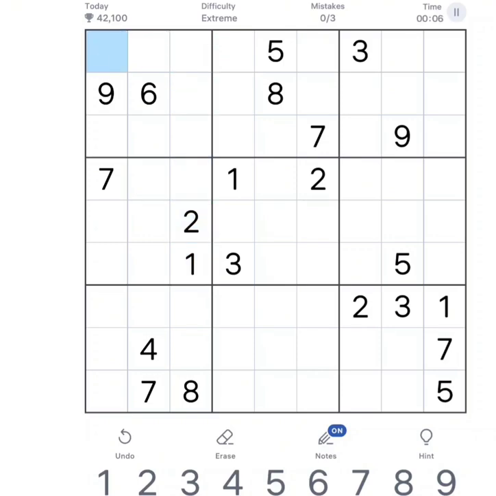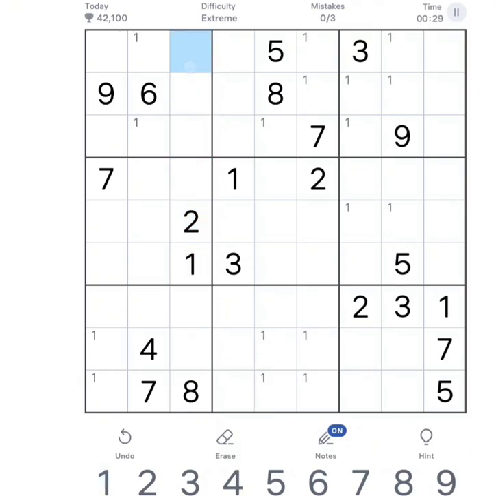One cannot go here, it can go there. One cannot go here, so it can go anywhere there. One cannot go here, so it could go anywhere here. One cannot go here, here, or here, so we can go there. One cannot go here or up here, so we have it going here, which means it cannot go up here. One cannot go here or here, so we have it going in these four squares.